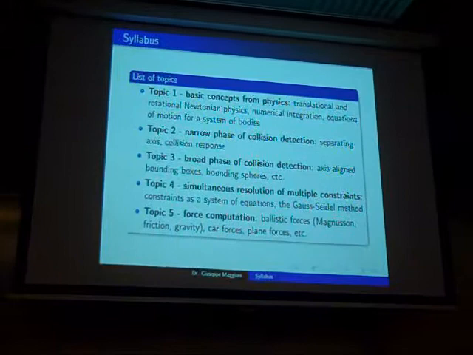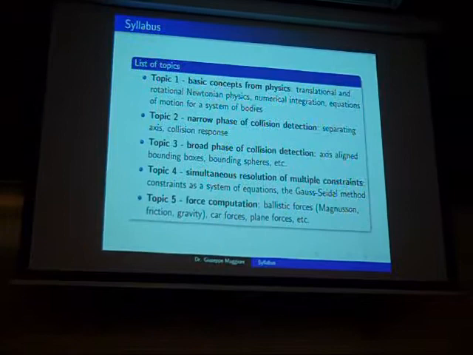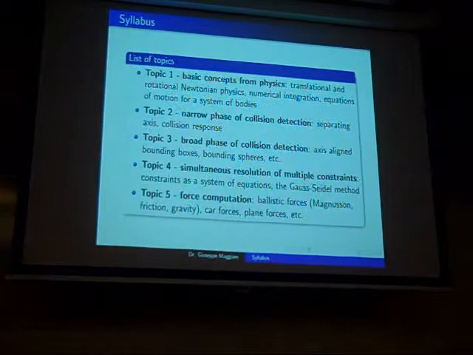These are going to be the five topics of the course. The first one is going to be basic concepts from physics. So we'll talk right away about translational and rotational physics. So if you have an object, how does it move? How does it rotate? How does Newton's second law apply to physics? Because that's what it really boils down to.